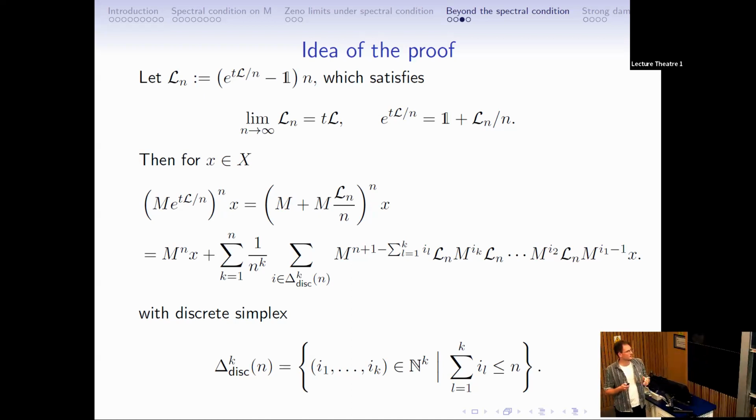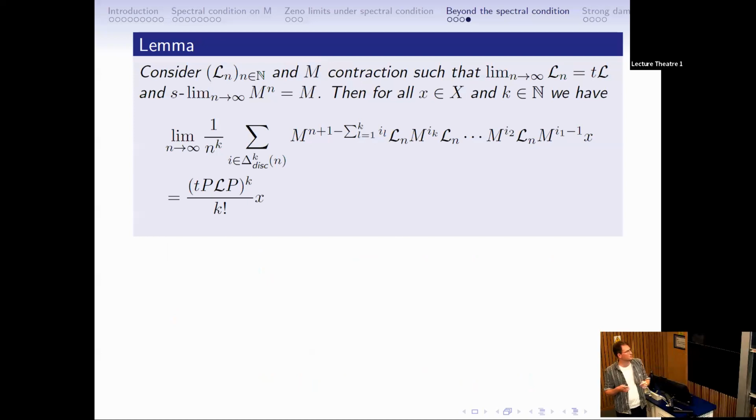And the technique is then that we can control these sums. So we have this lemma which tells you if I have a sequence ln which converges in operator norm to some L, or TL in this case, and some contraction which converges strongly, then these sums converge strongly again to the k-th part of the exponential series. So that's some technical lemma.